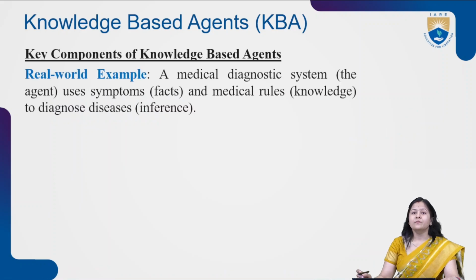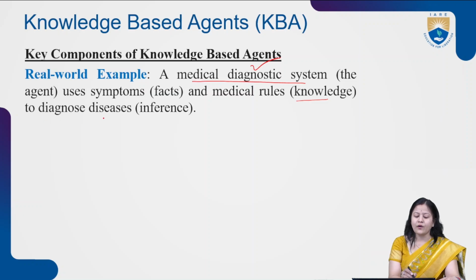So we'll see one example of this knowledge-based agent: a medical diagnostic system. It is an agent like Alexa or like a robot. Here the medical diagnostic system is the agent which uses the symptoms. Symptoms are nothing but the facts, which we cannot change. Like, suppose if anybody gets COVID-19, then he or she must have symptoms like fever or cough or cold. That is the fact. So those are the symptoms, and the medical rules, which are called the knowledge, are stored inside this agent to diagnose the diseases.